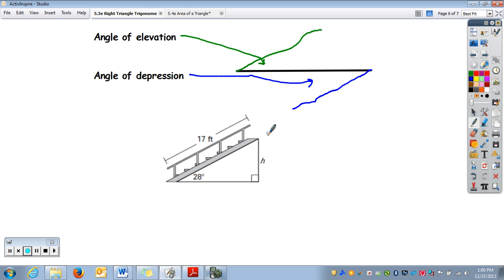So in this problem, when you have stairs and height, this is an angle of elevation. And then if I wanted to figure out what the height is, that is my opposite side. And then I have my hypotenuse. So just to review what trig function we use, we would use sine. I'm not going to go through this because we just went through a bunch, but you do sine of 28 equals h over 17 and solve it that way.